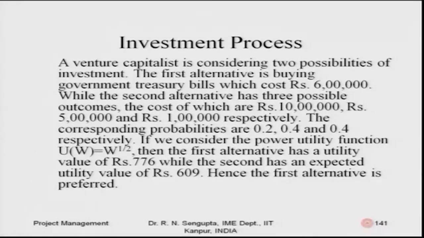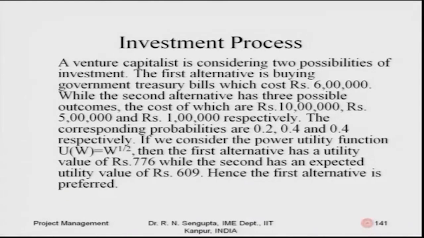Again, I am mentioning the first decision would have the expected value as square root of 6 lakhs. Why square root? Because the utility function is w to the power half. And why multiplied by 1? Because it is a treasury bill, which has a probability of 1. If I come to the second decision, what are the outcomes? There are three outcomes, 20%, 40%, 40%. The values in monetary sense are 10 lakhs, 5 lakhs, 1 lakh.